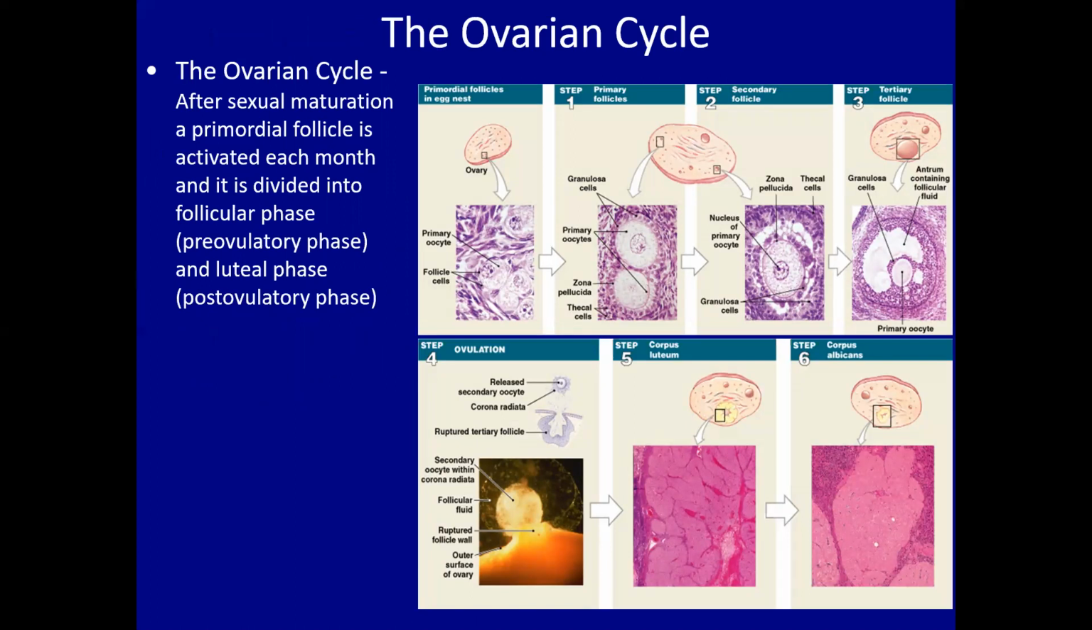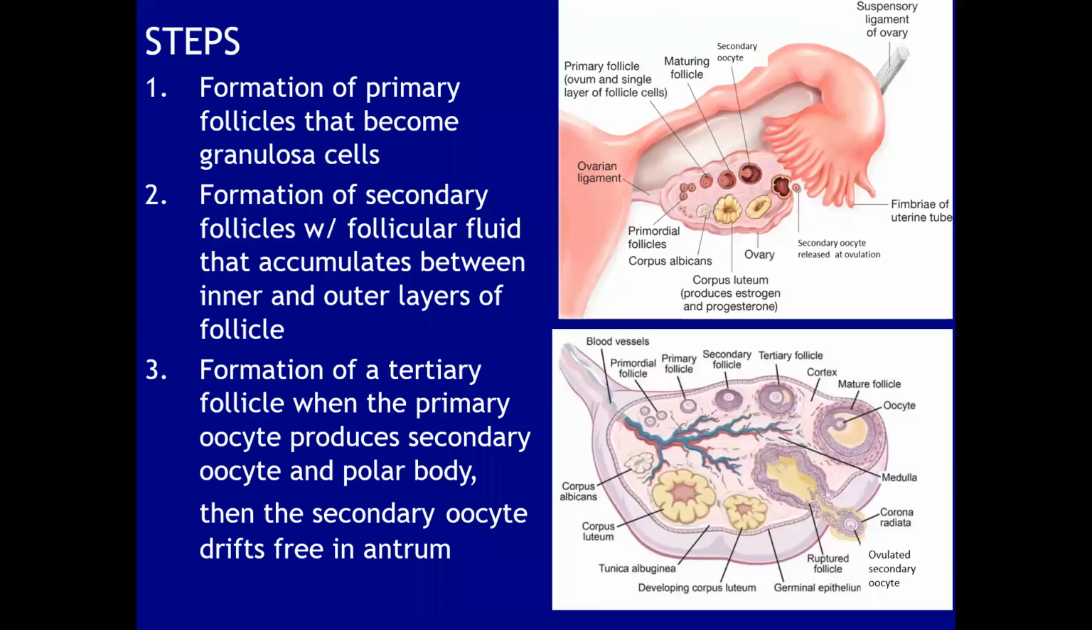So after a female matures sexually, these primordial follicles are activated. One is activated each month, and it goes through different follicular phases, which are called pre-ovulatory phases. The follicular phases are pre-ovulatory, and the luteal phase is called post-ovulatory. The first thing that occurs is the formation of these primary follicles, and they will become granulosa cells.